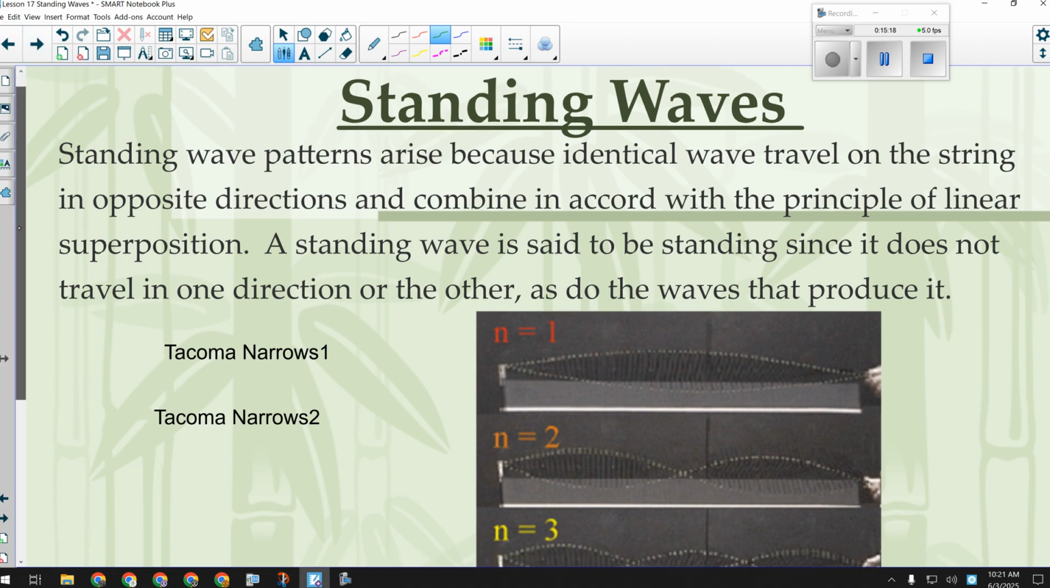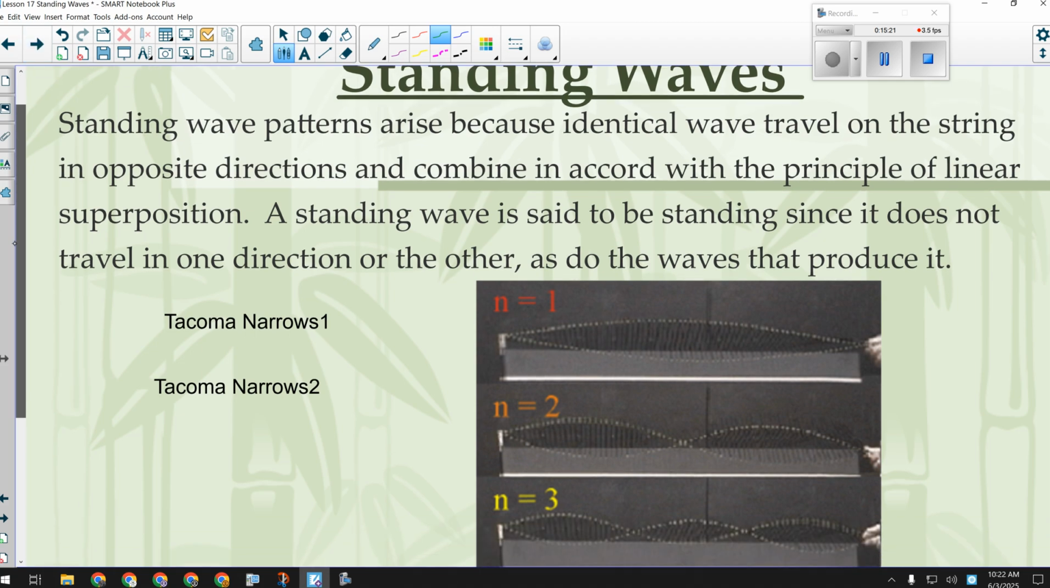All right, so we talked about the Tacoma Narrows stuff yesterday. On the Tacoma Narrows Bridge, from what we saw, how many wavelengths were on the bridge?